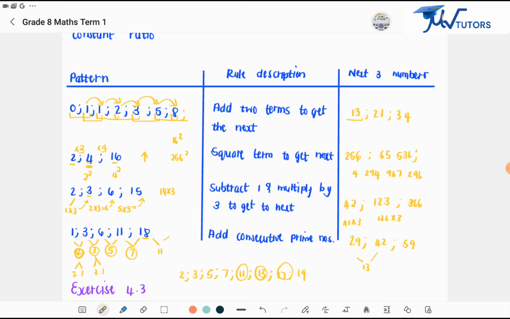So you can see here, these patterns can be very tricky, especially if they are not numerical patterns or geometric patterns. So yeah, now let's get to an exercise.